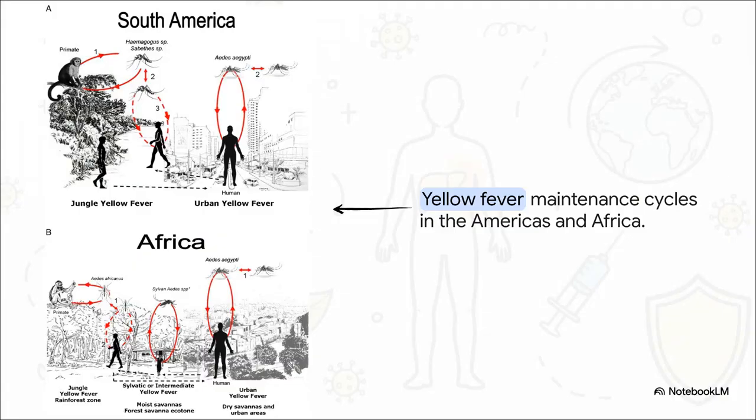Out in the wild, the virus essentially relies on 3 distinct cycles. It's like a giant ecological puzzle. On the far left, in the jungle cycle, the virus just bounces back and forth between non-human primates and forest-dwelling mosquitoes. Humans only really get infected here if they wander into that specific territory. But on the right, in the urban cycle, a very specific type of mosquito transmits the virus strictly between humans in crowded city environments. And right in the middle, specifically over in Africa, we see an intermediate or sylvatic cycle that kind of blends the two together in rural savanna areas.